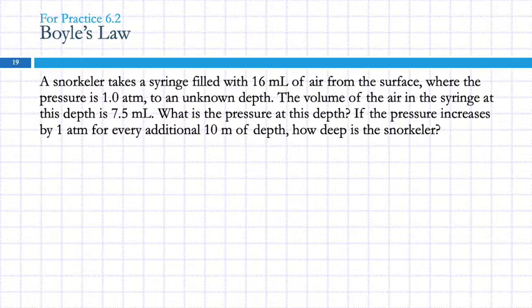A snorkeler takes a syringe filled with 16 milliliters of air from the surface, where the pressure is 1 atmosphere, to an unknown depth. The volume of the air in the syringe at this depth is 7.5 milliliters. What is the pressure at this depth? And there's more questions. If the pressure increases by 1 atmosphere for every additional 10 meters of depth, how deep is the snorkeler? Okay, this is one where ugly pictures can help.